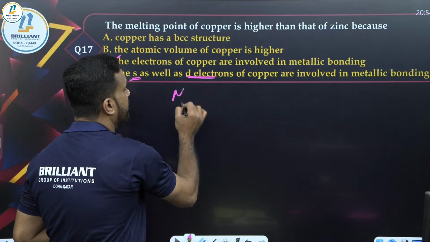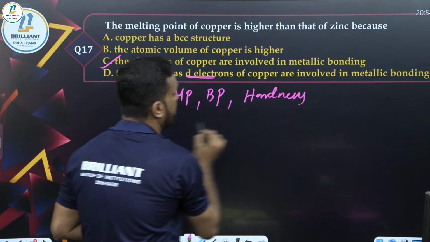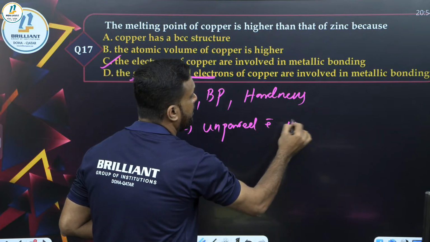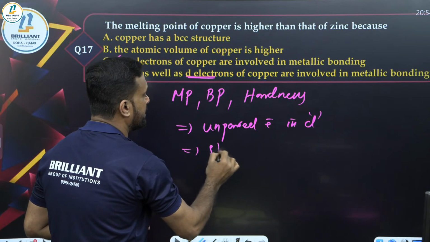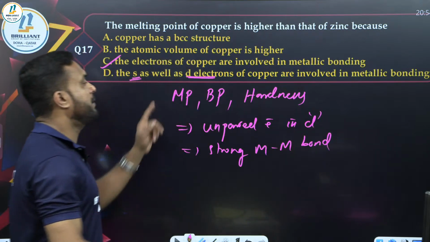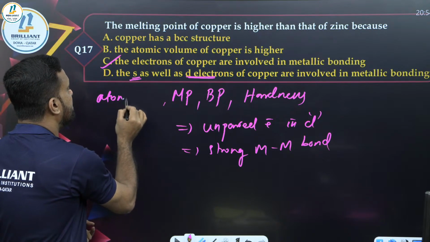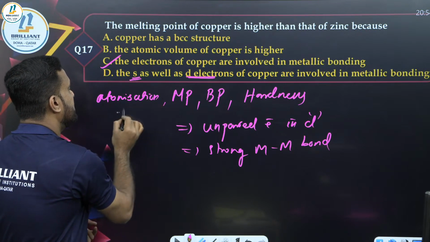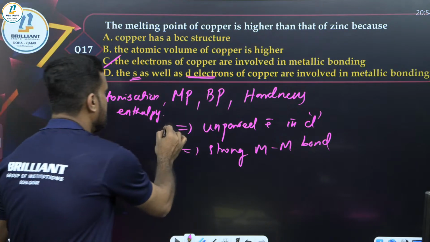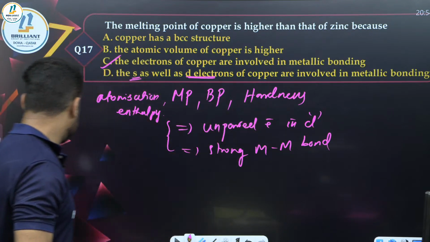Wherever high melting point, high boiling point, hardness, all these points you keep in mind. Unpaired electrons in the d subshell and strong metal-metal bonds are the reason for melting point, boiling point, hardness, and even enthalpy of atomization. For atomization enthalpy also, this is the same reason, keep in mind. So this is the reason for all these four: enthalpy of atomization, melting point, boiling point, and hardness.